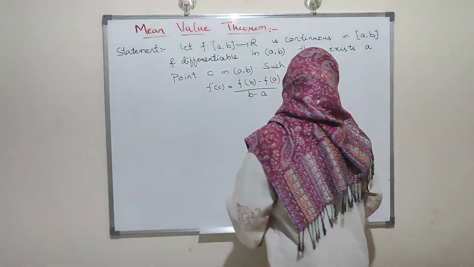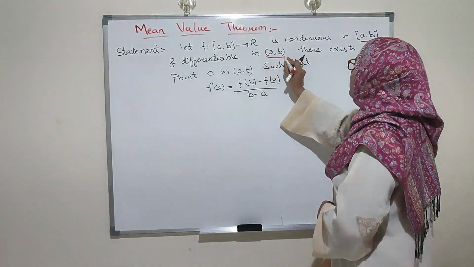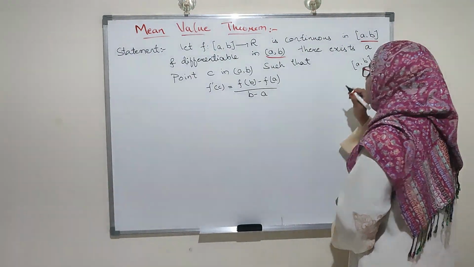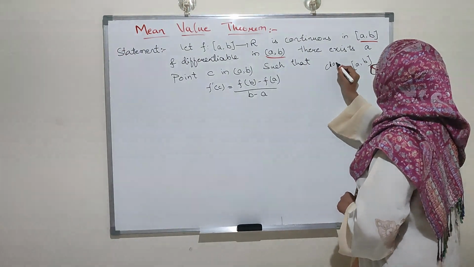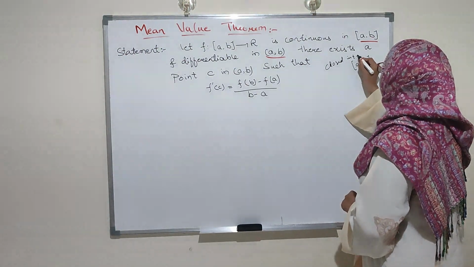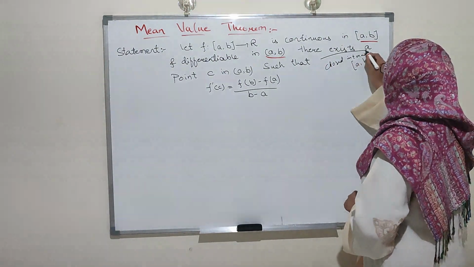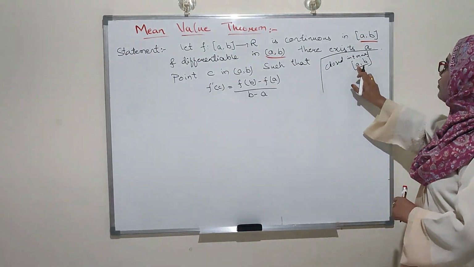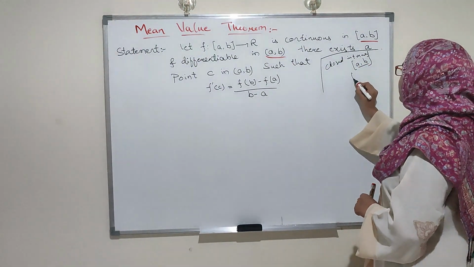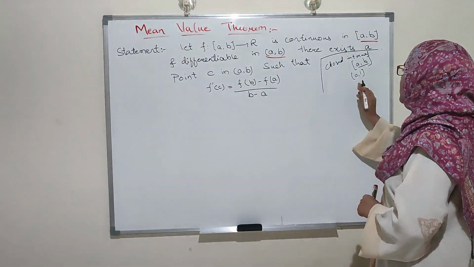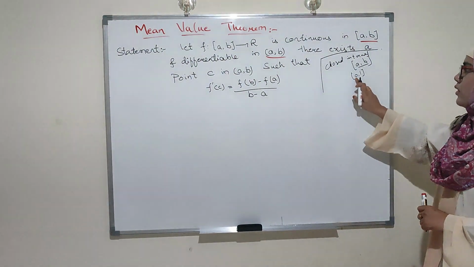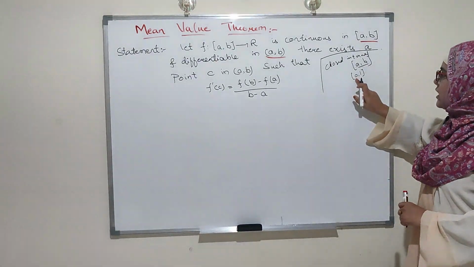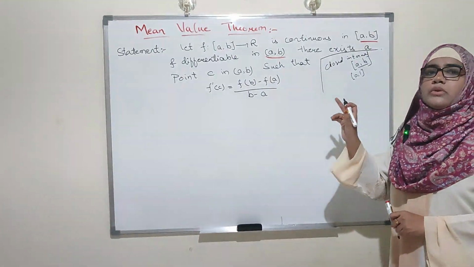Now first we have to understand what is a closed interval and what is an open interval. A closed interval is represented by a comma b in square brackets. In a closed interval, these two points are included. Suppose we have the closed interval 0 comma 1. We have to take the point 0 also, the point 1, and the numbers greater than 0 and less than 1 in between.